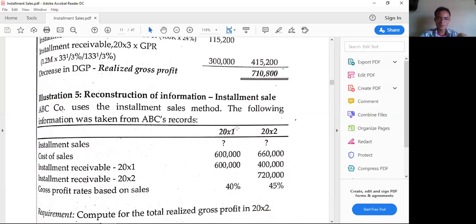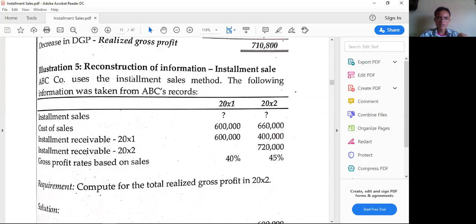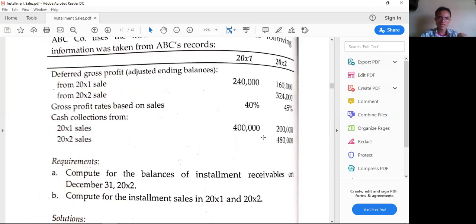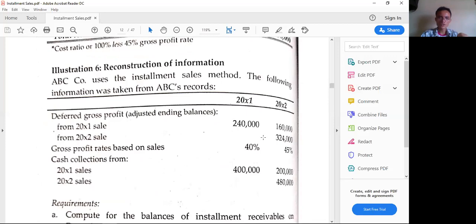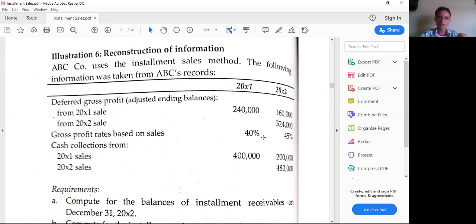So what's the lesson in this problem? The lesson is that for reconstruction, there could be some missing items, but as long as we know the formulas and the relationships of the accounts and we can work around the formulas, we can still get the answers right. Okay, so this is also another reconstruction of information.